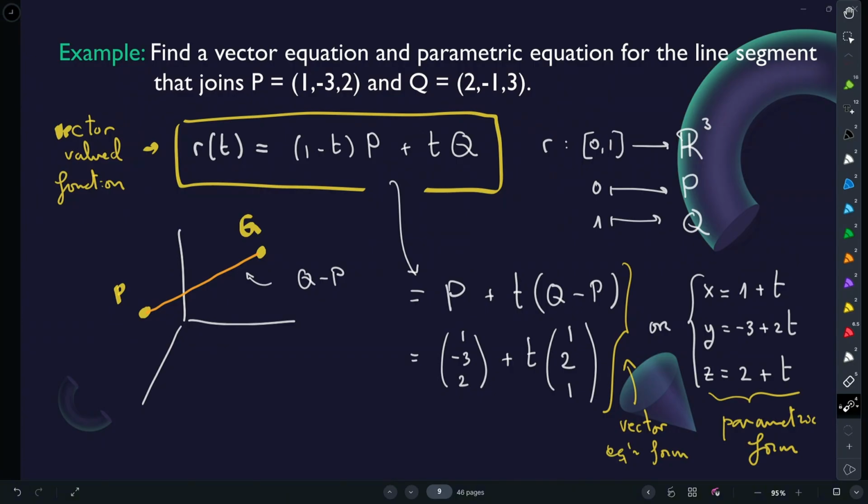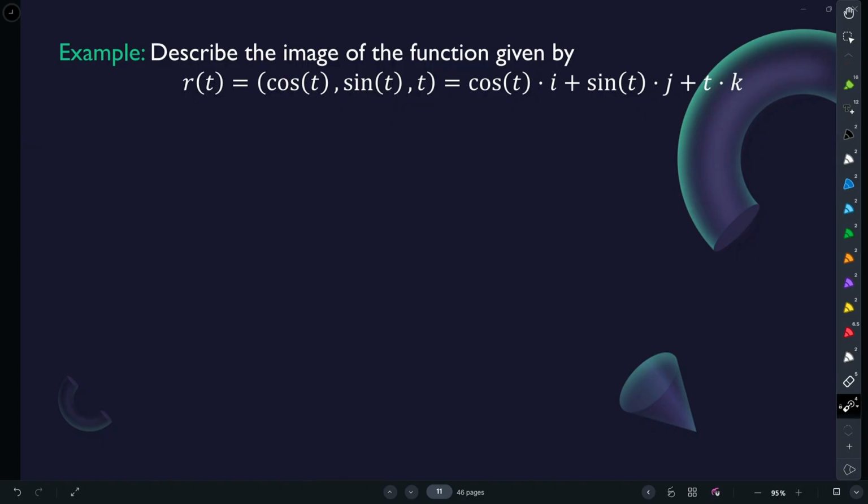Okay? Right. Now, what is happening here? Describe the image of the function given by cosine t, sine t, t. Now here, I'm giving this to you in two different ways. We can describe vectors in R3 in terms of the canonical vectors i, j, and k. So I can write it as a sum of multiples of i, j, and k, or I can write it as a vector with three coordinates. But either way, I just want you to be comfortable that we can talk about it in terms of i, j, k's, as we did, for example, when we were talking about the cross product of two vectors.